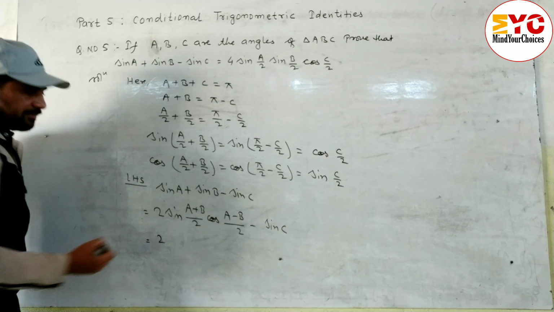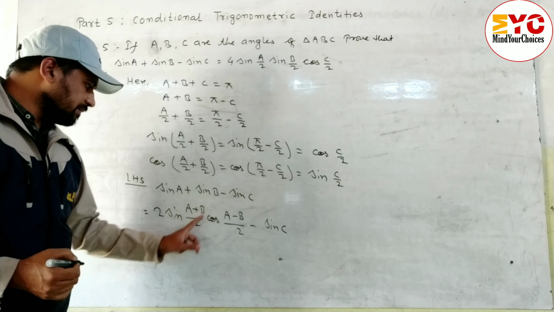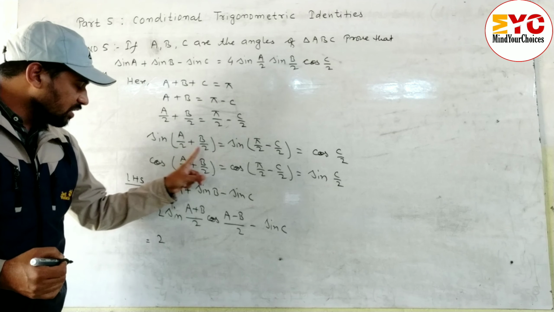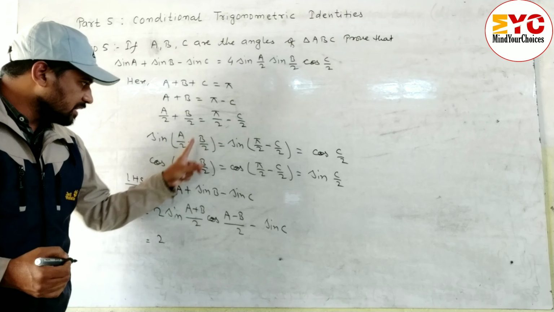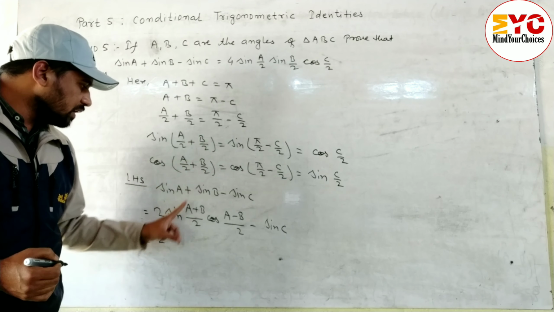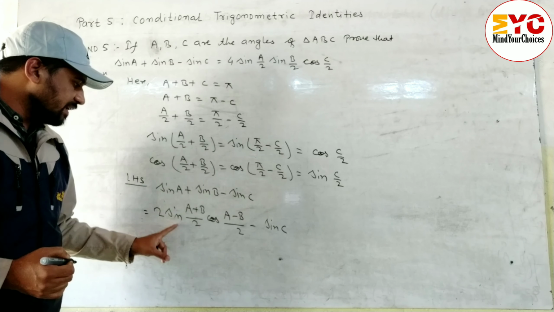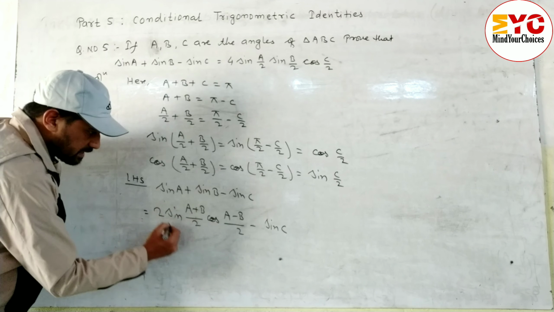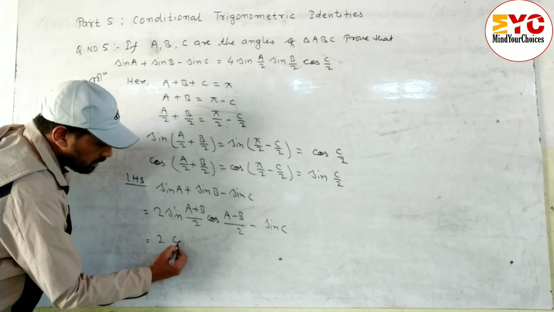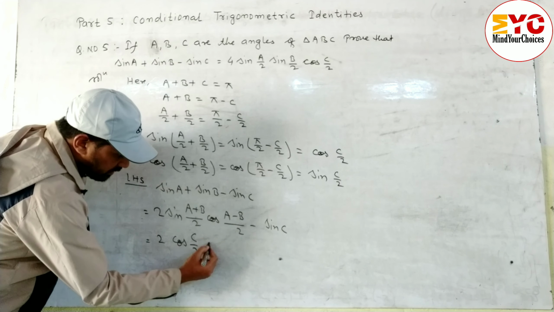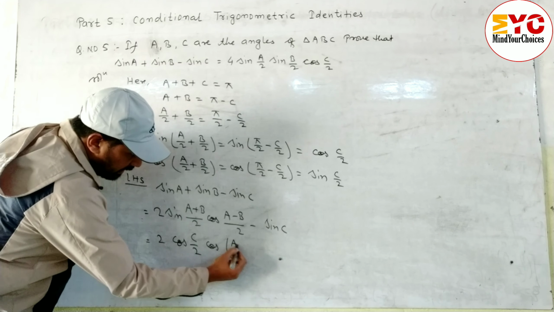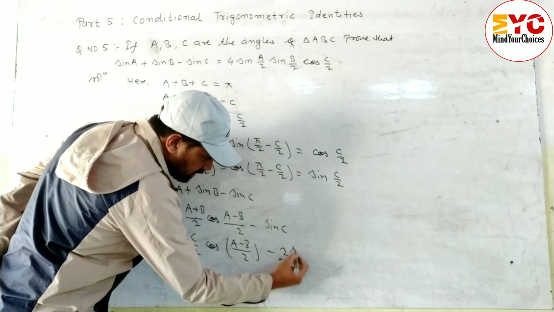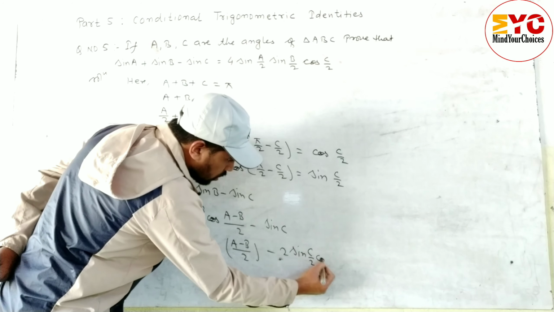Now we have to put the value of sine of (A plus B) by 2. Taking the LCM, A by 2 plus B by 2 or A plus B by 2, same thing. So what is the value of sine of (A plus B) by 2? It is cos C by 2. In its place we write cos C by 2, and cos of (A minus B) by 2 stays the same, minus sine C, for which we have the formula 2 sine C by 2 cos C by 2.